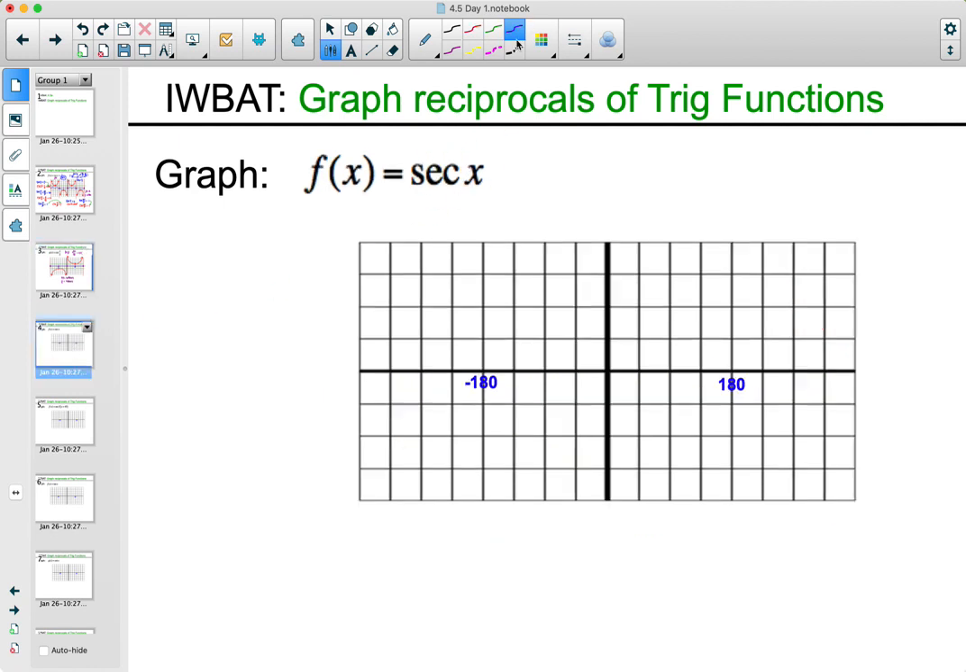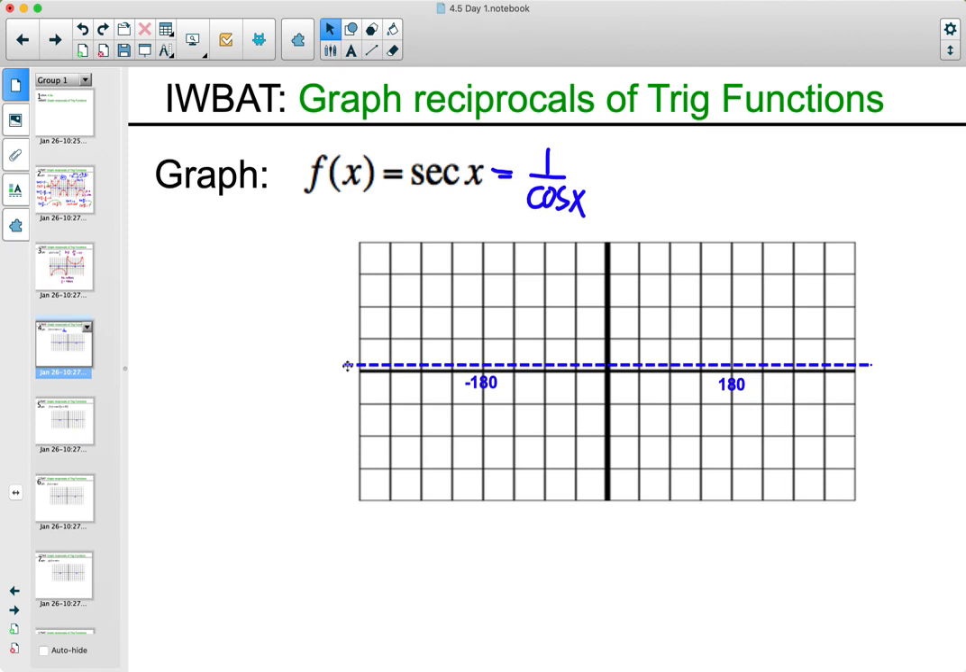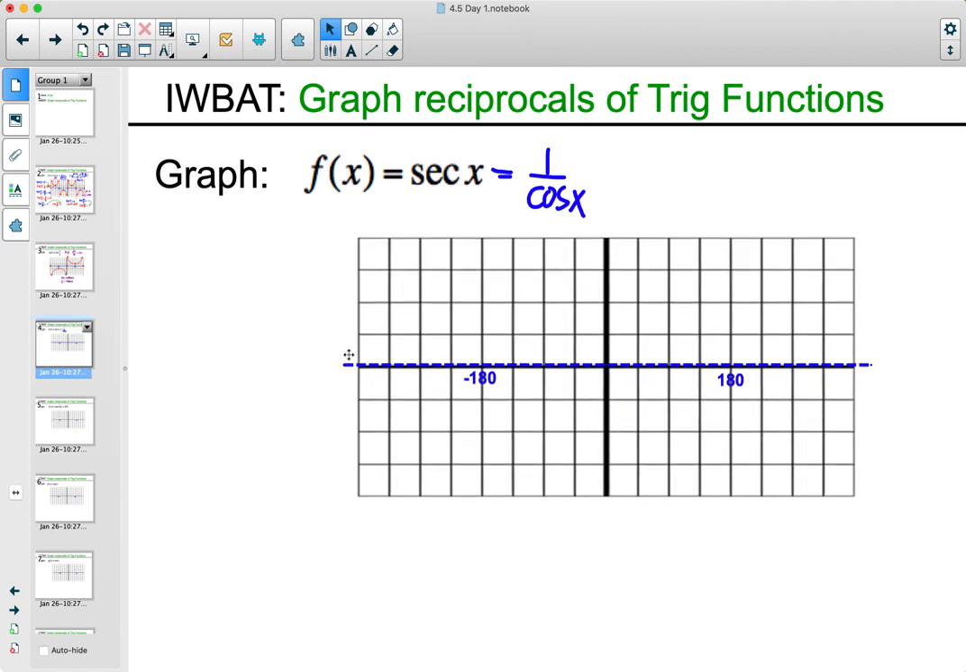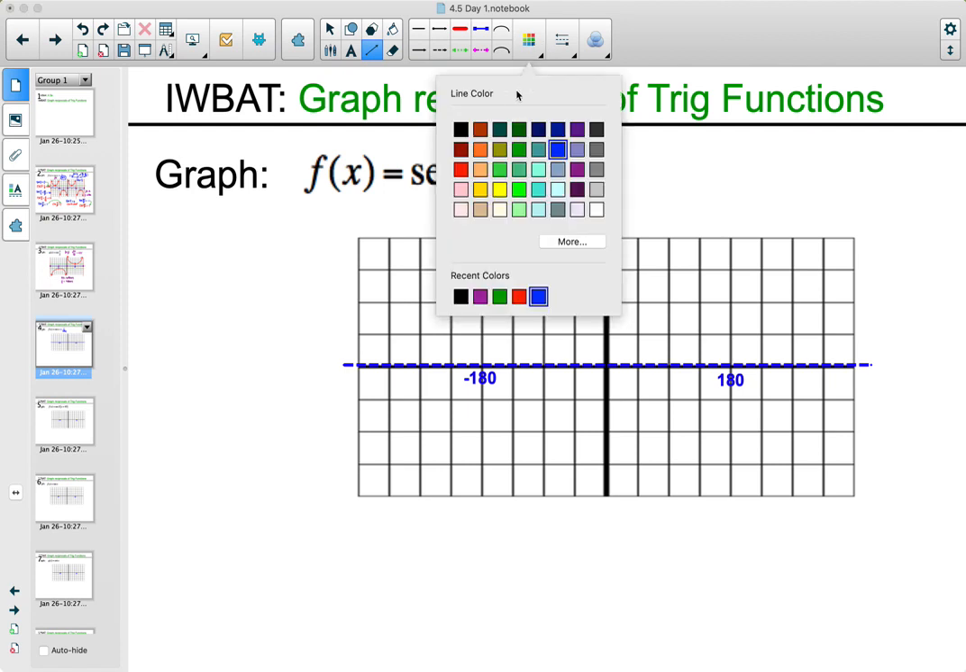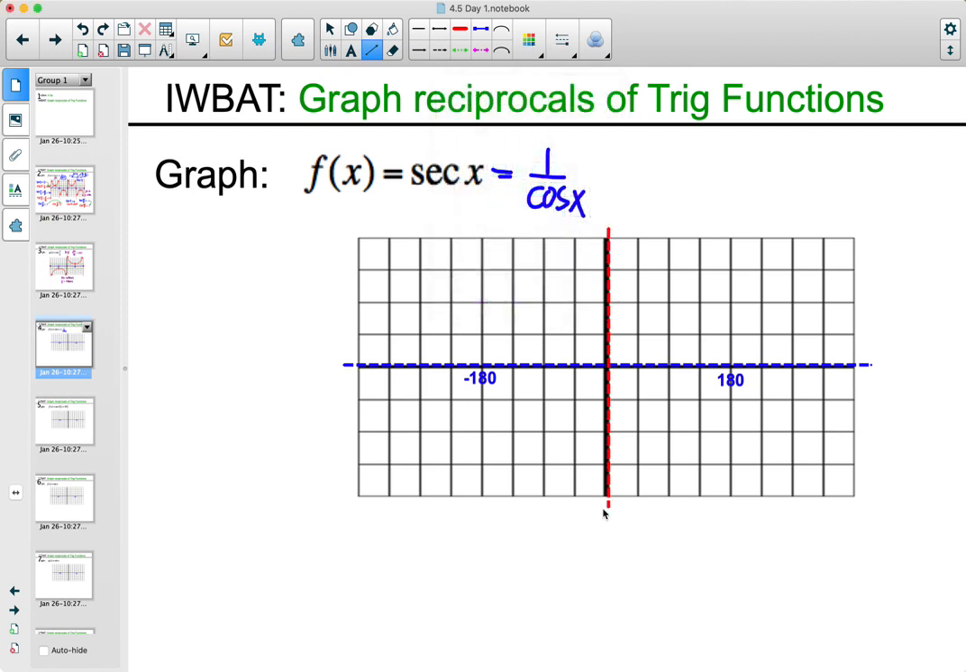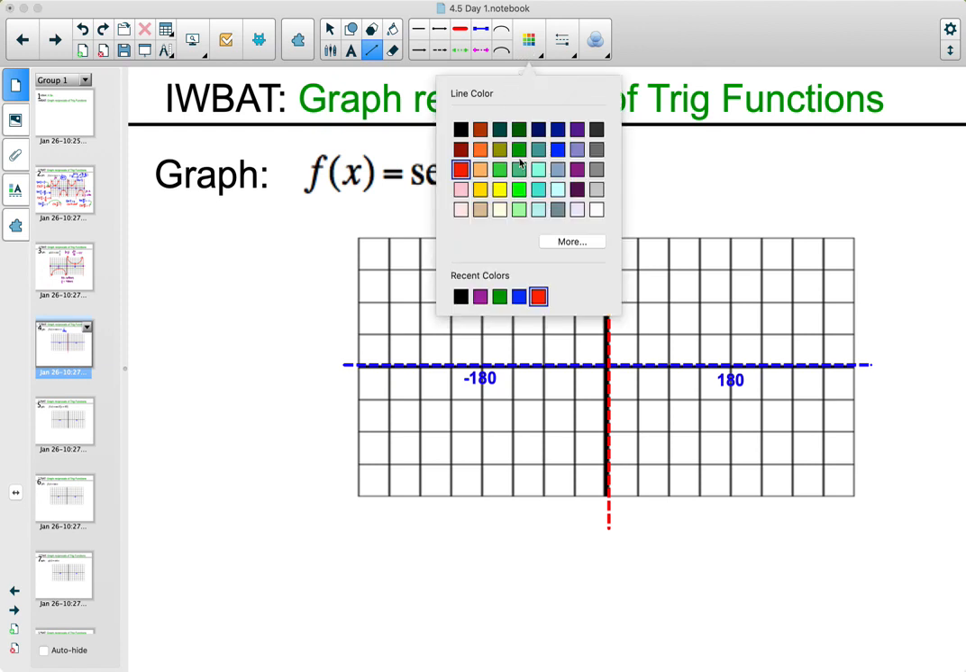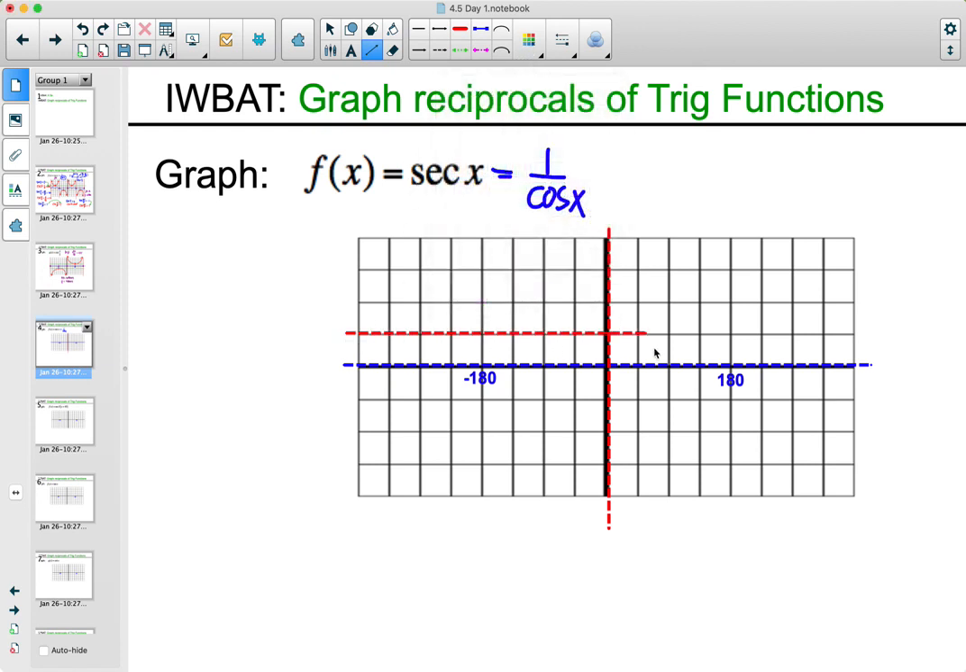So secant is going to be much the same, except that secant is 1 over cosine. Now I've just changed the scale to be in degrees this time instead of radians. So for this one, we don't have a vertical shift. So we're just on the x-axis. There's no k value here. We don't have an h value, so we'll still be on the y-axis. And our amplitude is 1.